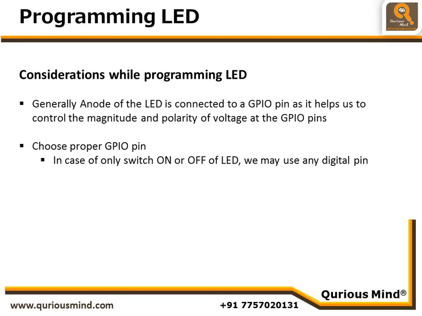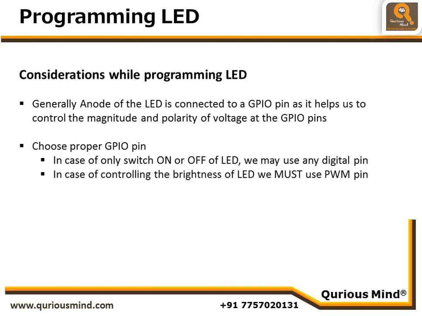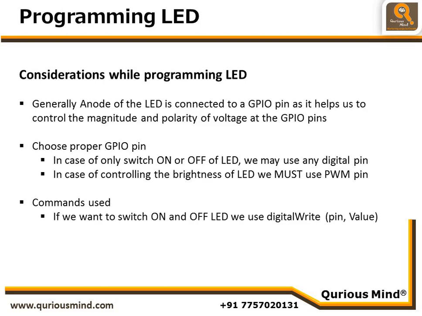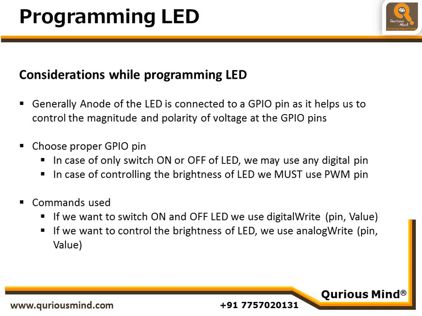Let's say I want to control the brightness of the LED. Now, the moment we talk about controlling brightness, we talk about giving different values, more than two values, and for more than two values, we use the PWM pins. In case of controlling the brightness of the LED, we must use a PWM pin. Based on this information, we know if you want to control the LED as switch on and off, we need digitalWrite, only two values, on and off, and here the value would be HIGH or LOW. When we want to control the brightness, of course we will use analogWrite.